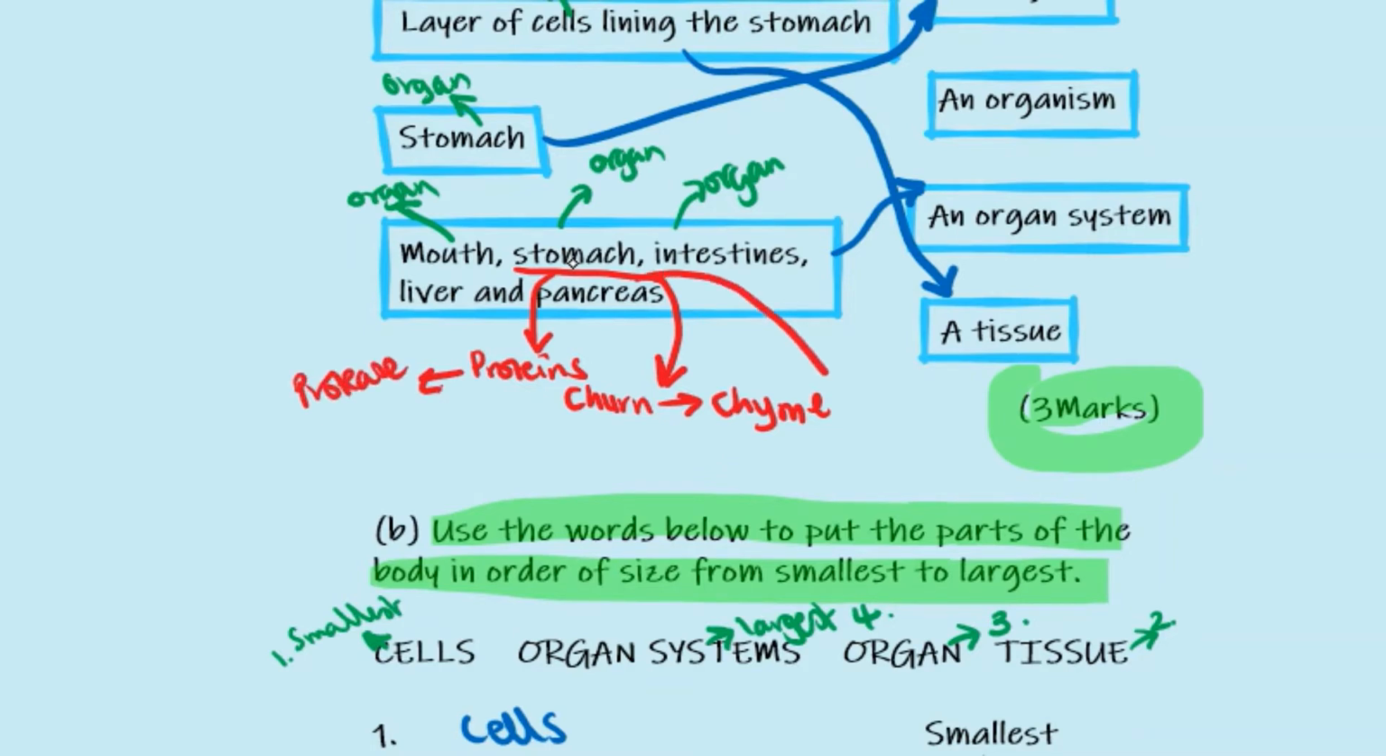As well as this, when you think of stomach, you should think of pH. When you think of pH, you should think of acidic. When you think of acidic, you should think of HCl. When you think of HCl, you should think of killing bacteria.